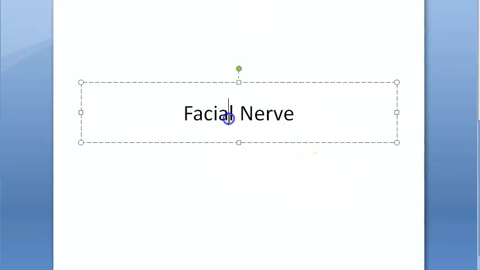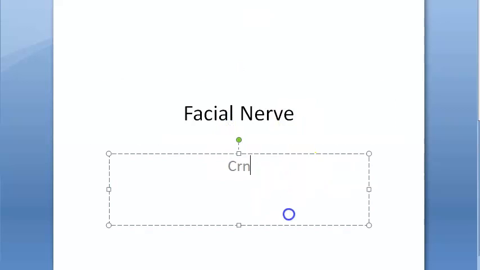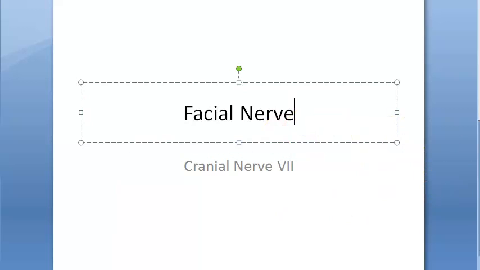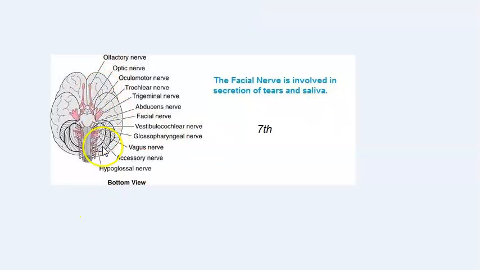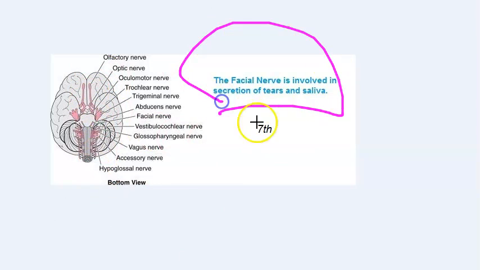Guys, in this video, let us focus on the facial nerve. Basically, the facial nerve is cranial nerve 7, correct? So it is the 7th cranial nerve. We have already seen the cranial nerve video, right? From the base of the brain, it will emerge, and you have the facial nerve, which is the 7th cranial nerve here.